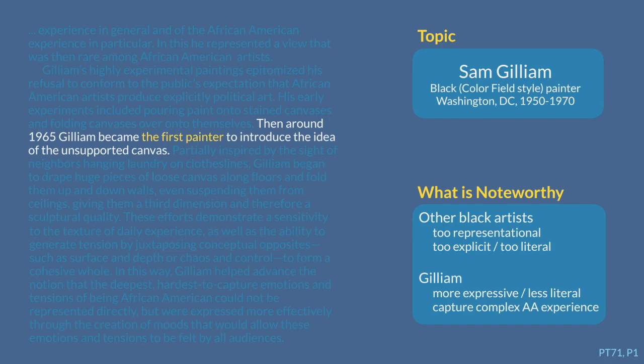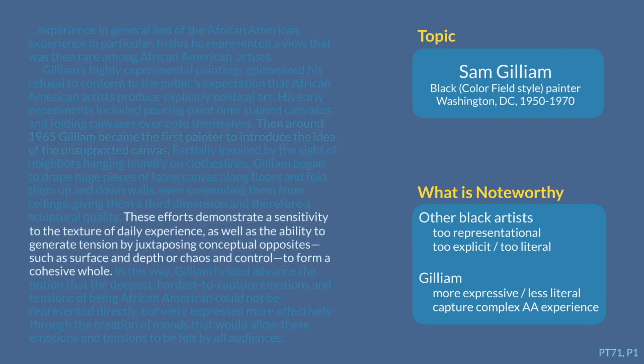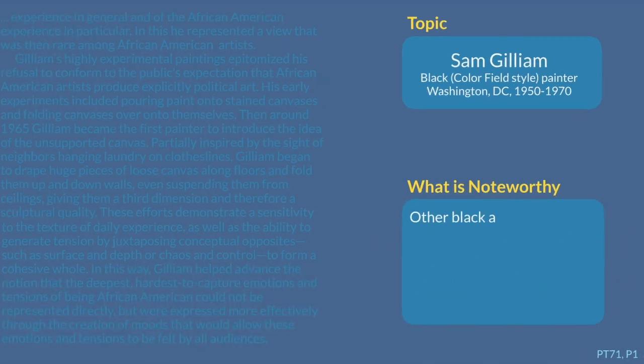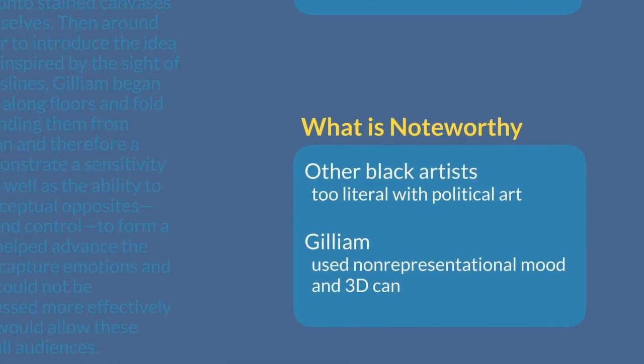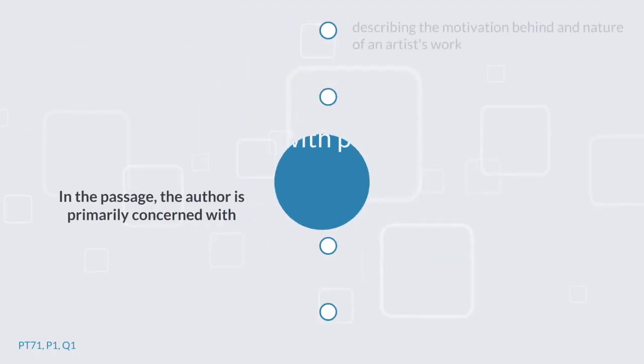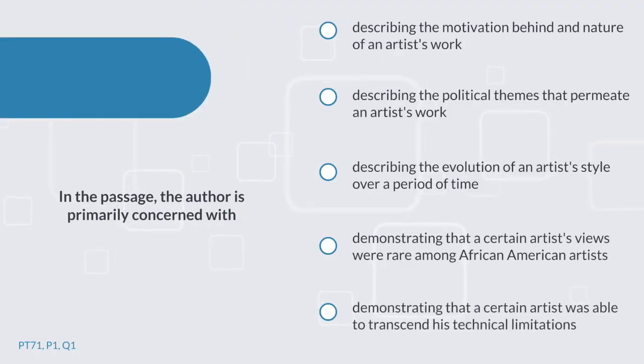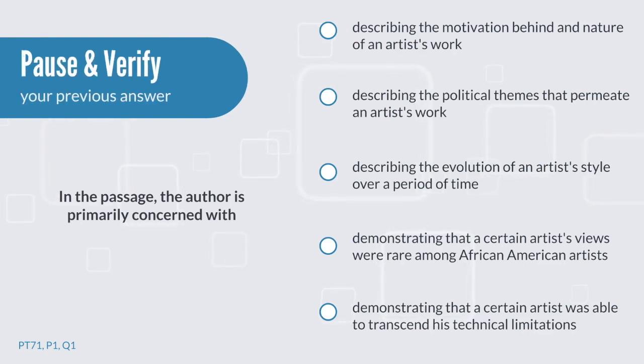So he draped a canvas around the room. He kind of made it 3D. Then you get real artsy-fartsy. These sort of humanities sentences, you can kind of just remember the author is summing up the essence. I don't understand it. But I do understand that he was using non-representational, not political, 3D cool stuff. Pause and see if you still like your answer.